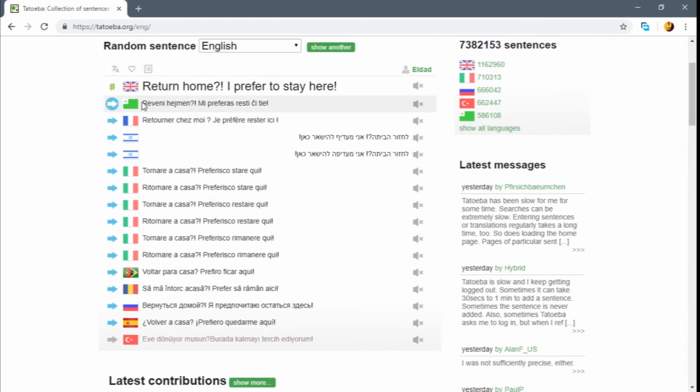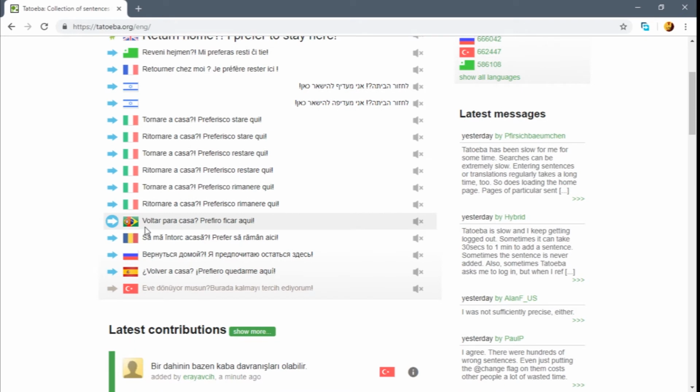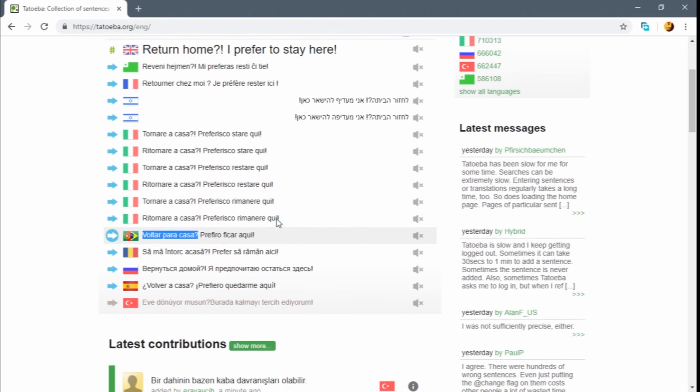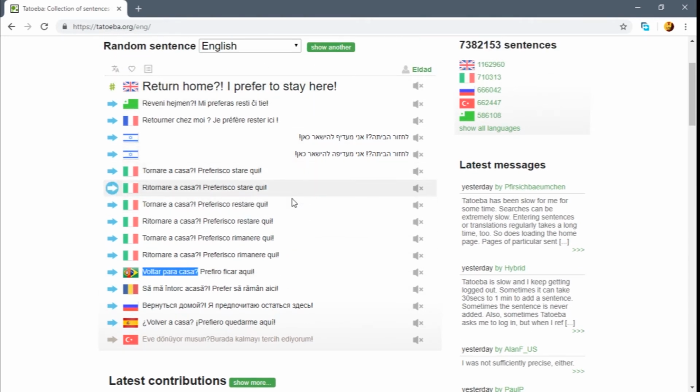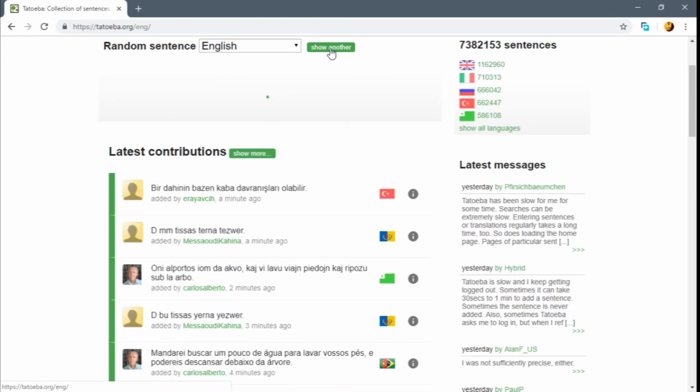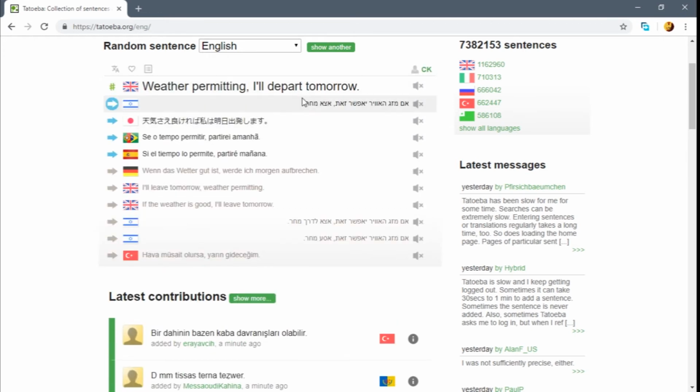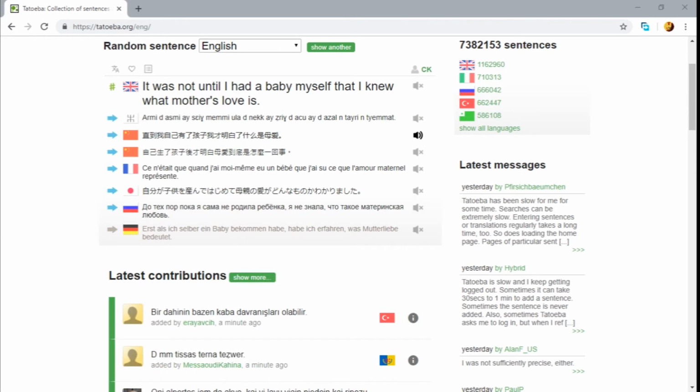So yeah, you guys return home. I prefer to stay here. Voltar para casa, eu prefiro ficar aqui. As you guys can see, voltar para casa, eu prefiro ficar aqui. Yeah, the translation works. It's interesting because translations work most of the time. For example, weather permitting, I will depart tomorrow. Se o tempo permitir. Yeah, it's something very interesting to see that information can be shared through language.